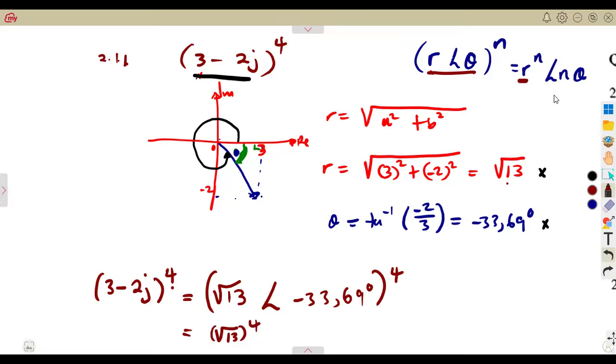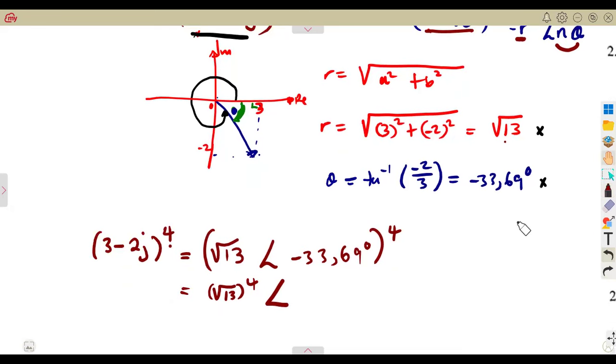R to the exponent of n, what about the angle? You multiply it by n. So the angle is going to be multiplied by the exponent, that is n theta. So we multiply 4 times what? The angle. 4 times negative 33.69. So that is it.